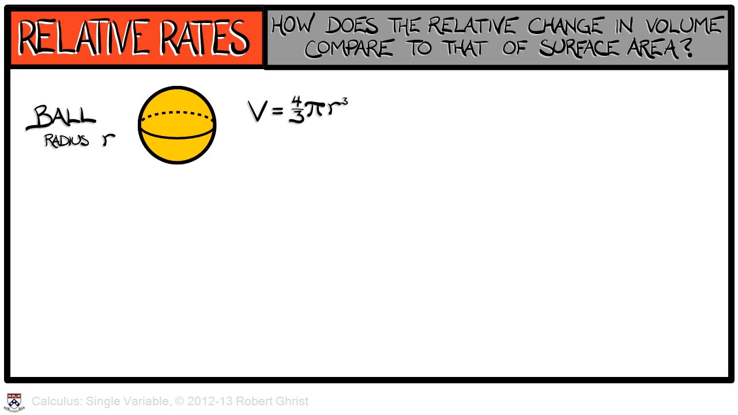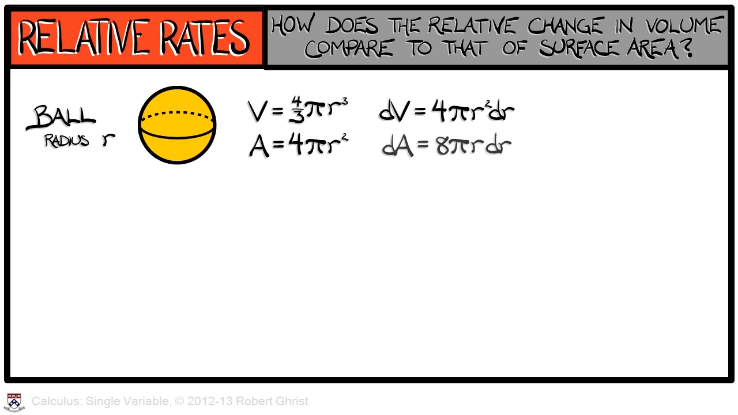Well, the volume is 4/3 pi r cubed. When we differentiate that, we get dV equals 4 pi r squared dr. Now, for surface area, that function is 4 pi r squared. Differentiating that gives dA equals 8 pi r dr.